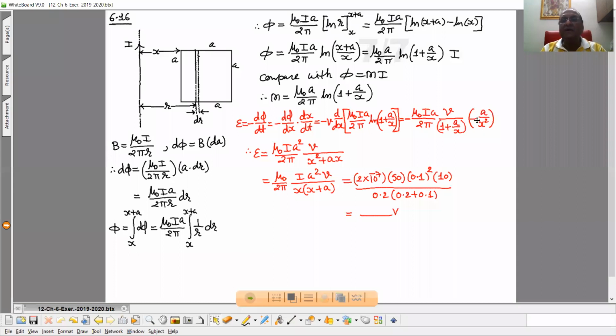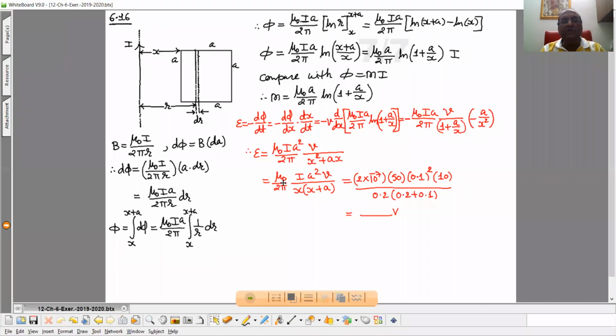So this minus minus will be plus mu 0 I a into a, that is a square, upon 2 pi into v upon, now this x square is taken in this bracket. So 1 into x square is x square, a upon x into x square, one x will be cancelled, so plus a x. So mu 0 upon 2 pi I a square v, here x is taken common, so x into x plus a.